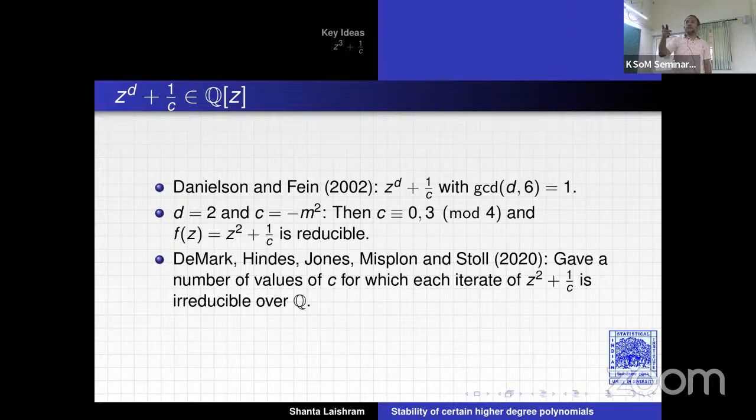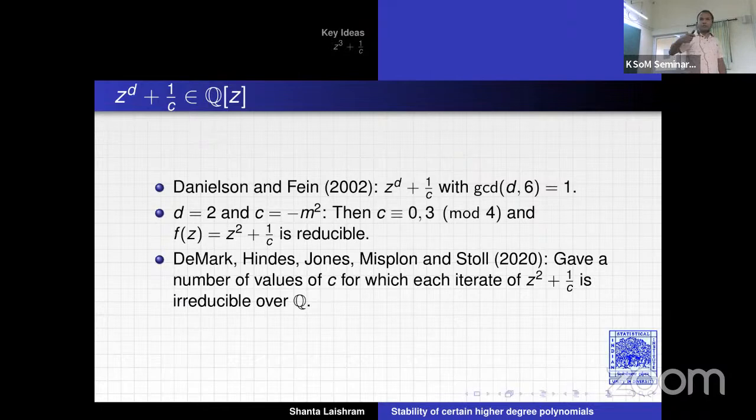Also, as I mentioned, what happens for x^2 + 1/c? If you take c to be minus m squared, then c is congruent to 0 or 3 mod 4, and in that case x^2 + 1/c is reducible. What we proved was that when c is 1 mod 4, it is not only irreducible but remains stable. There is also a recent result of Benedetto, Hinz, Jones, Mispron, and Stone, where they gave a number of values of c, congruent to 0 or 3 mod 4, for which the iterates of x^2 + 1/c are irreducible.